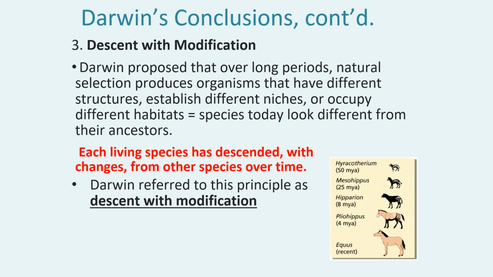So Darwin's third concept is descent with modification. Descent means going from one generation to the next generation over long periods of time. So this is the big concept simplified. Species today look different from their ancestors. Each living species has descended with changes over time. So that's the concept of descent with modification.